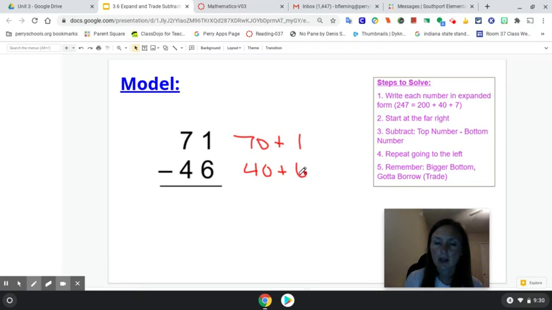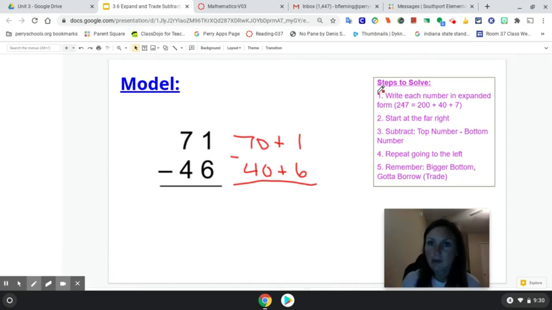This can look a little tricky. Make sure you're lining it up just like we do with any type of addition or subtraction. You always want to line up the ones and the tens. And it looks like we're adding, but we're really subtracting, because 70 plus 1, well, that's 71. We already know that. So now we're trying to figure out how much you have left if you take away 46 from 71. So we're still subtracting, we're just breaking up, doing the ones place and the tens place.